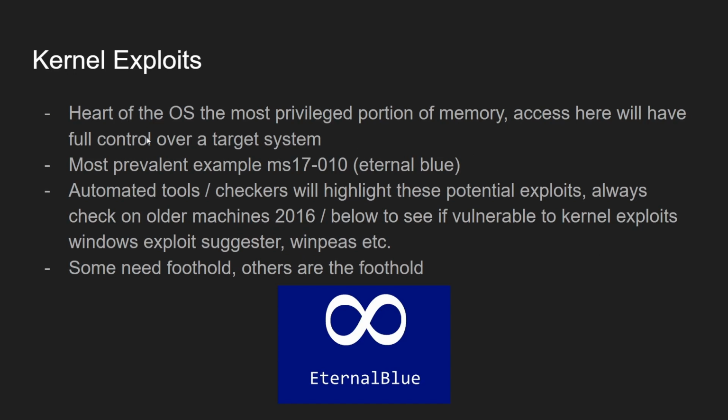As it says here, it's the heart of the operating system. It's the most privileged portion of memory. Generally, an operating system will have different locations in memory, and to make it simple, the two main ones are kernel and user mode. There are things in between, different layers referred to as rings, depending on which operating system you are on. They're all different. Linux is different to Windows, and Windows is different to Mac, things like that.